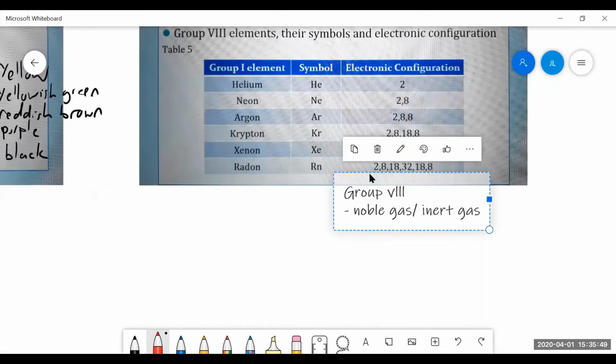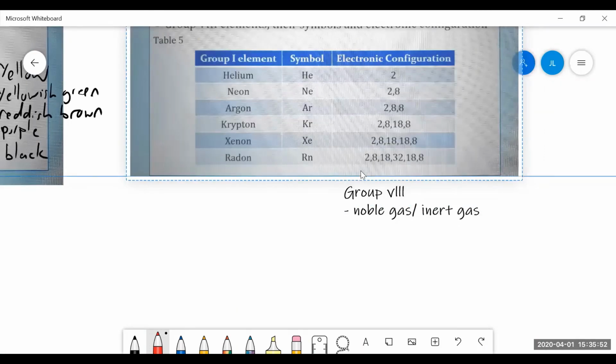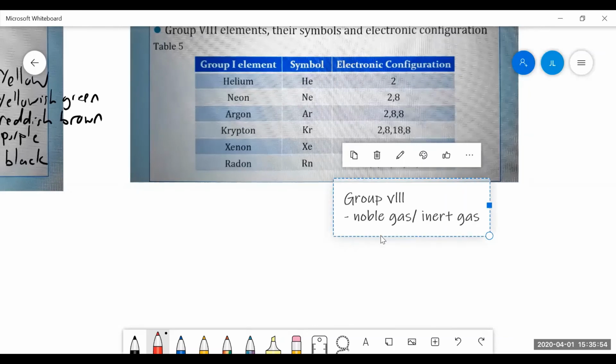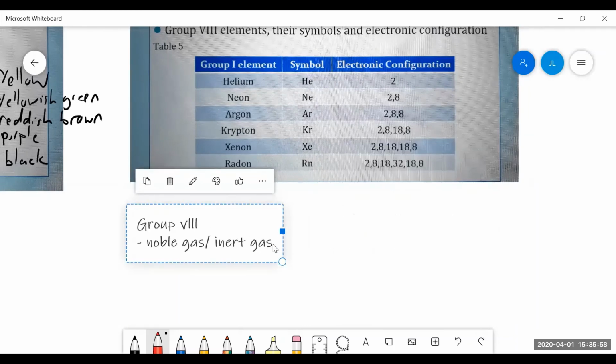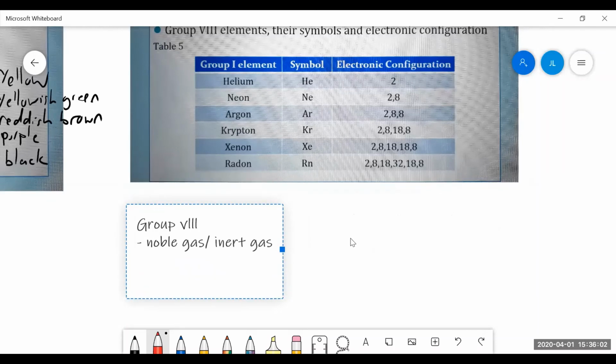So for this one, you not only need to know the physical property, the chemical property, and the trend, you also need to know the uses of each of the gases. But it is an easy one. So the trend for physical properties.